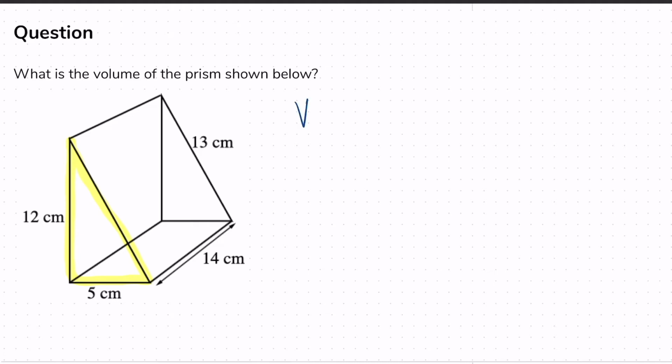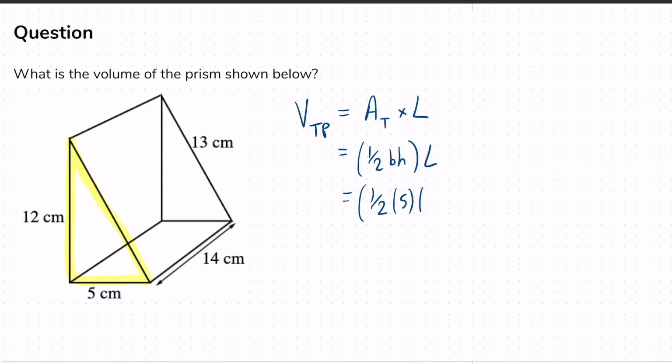So the volume of this prism, let's call it a triangular prism, is equal to the area of the cross-section. In this instance, it's the area of the triangle times the length. Area of a triangle is half base times height. Let's substitute some figures in. The base is 5, the height is 12, and L is 14.